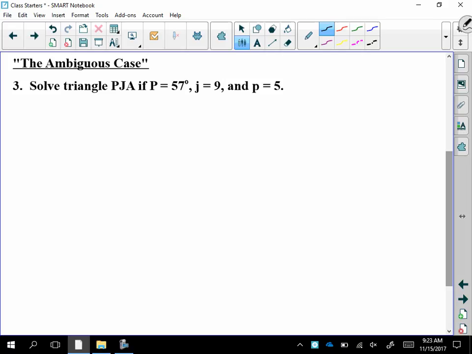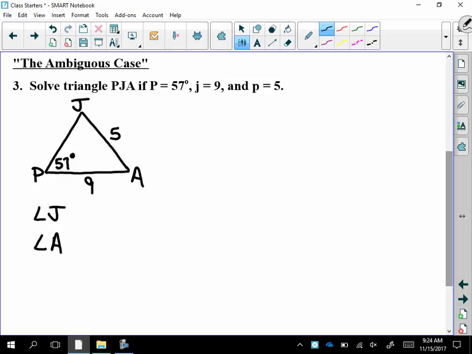It tells us to solve triangle PJA. And we don't know what that triangle looks like exactly, but we do have some information about it. We know that angle P is 57 degrees. We know that side J, which is going to be across from angle J, is 9. And then side P, which is across from angle P, is 5. And we want to solve this triangle, which means that we've got to find everything that's missing. And what else is missing in this triangle? Right, angle J, angle A, and side A.